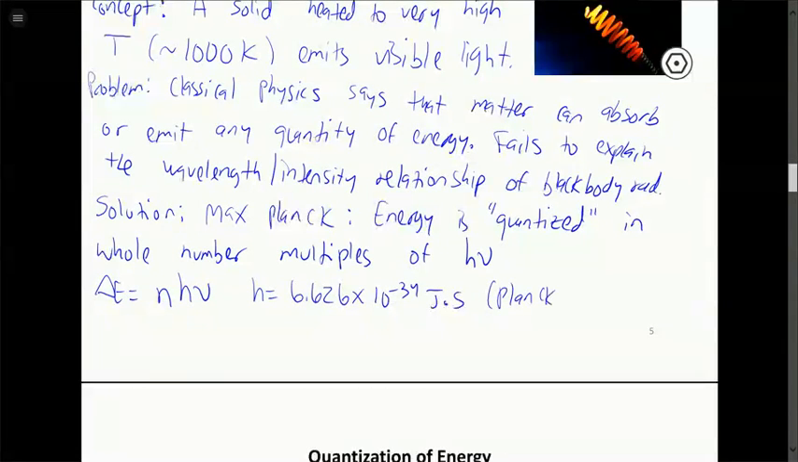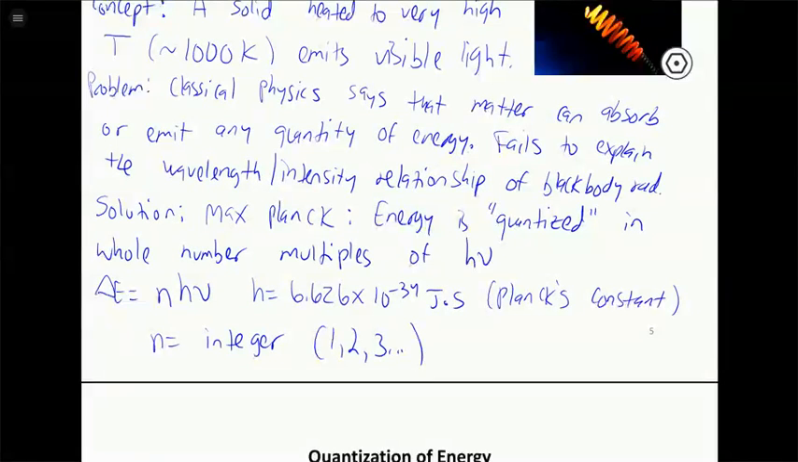Or I guess if you use the Midwest pronunciation, since I'm from the Midwest, it's Planck's constant, but Planck is probably the more proper pronunciation. And n is some integer value. So in other words, you can't just have any quantity of energy given off by a black body radiator. It has to come off in little packets that have a value of h times the frequency, and then some multiple of h times the frequency is the total energy.